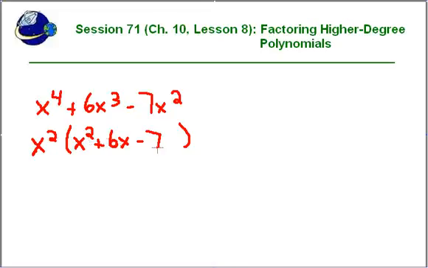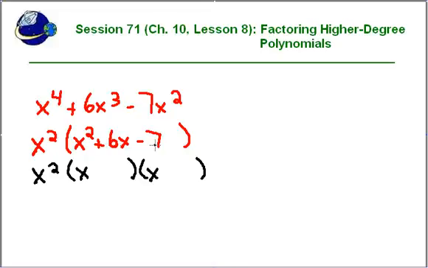Now let's take a look at what we have left here: x squared plus 6x minus 7. Let's see if that factors any further. And we're going to find out that it in fact does. So I'm going to leave the x squared out front here, and we're going to try to break down this trinomial into factors of 2 binomials. We take a look at our x squared term. There's no coefficient before it, so that's simply going to be x and x.